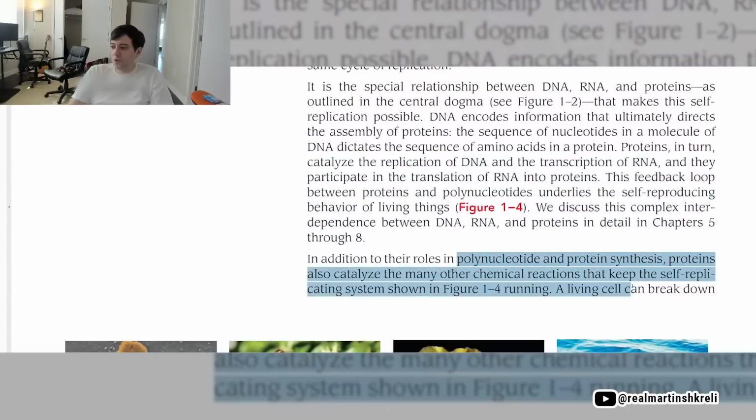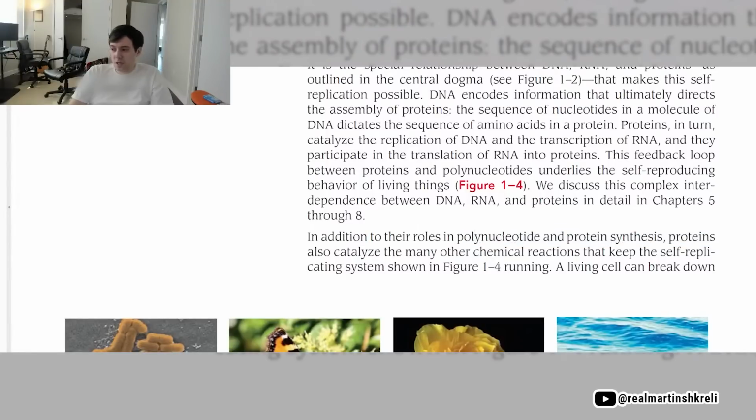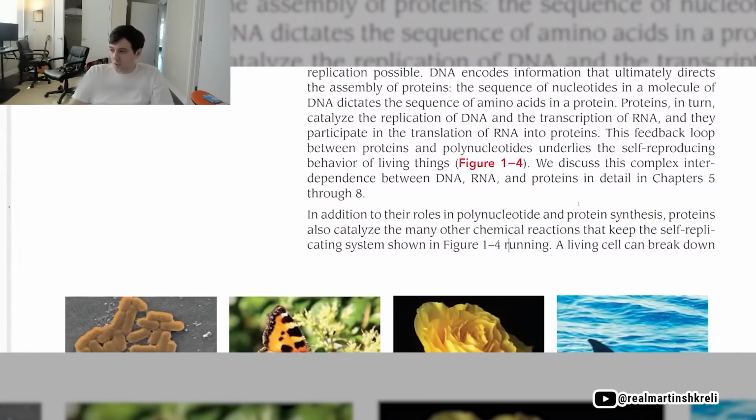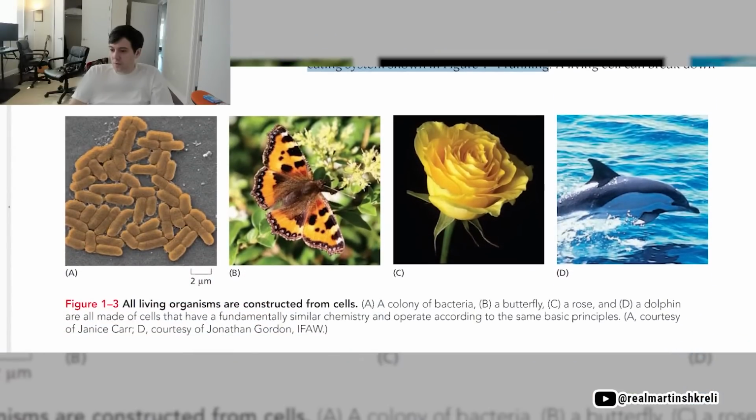In addition to their roles in polynucleotide and protein synthesis, remember, polynucleotide just means DNA or RNA, a lot of nucleotides. Proteins also catalyze the many other chemical reactions that keep the self-replicating system shown in 1.4 running. So let's see what 1.3 is here.